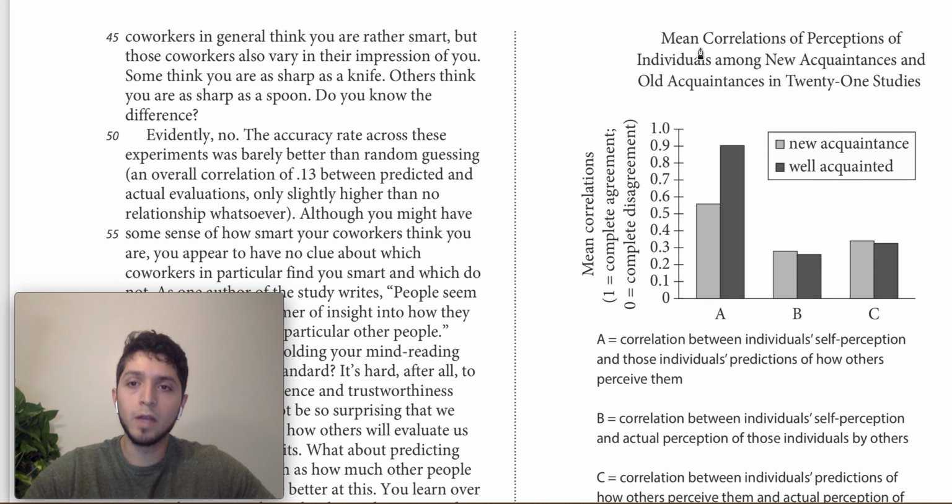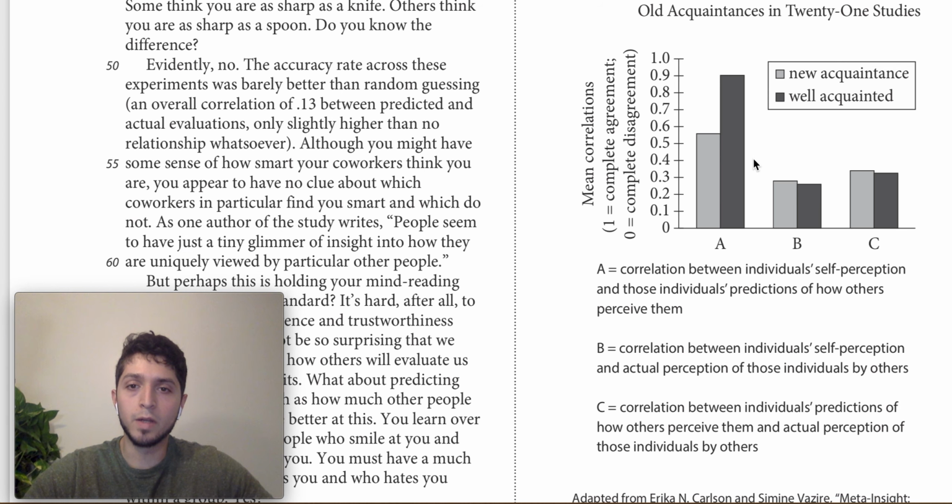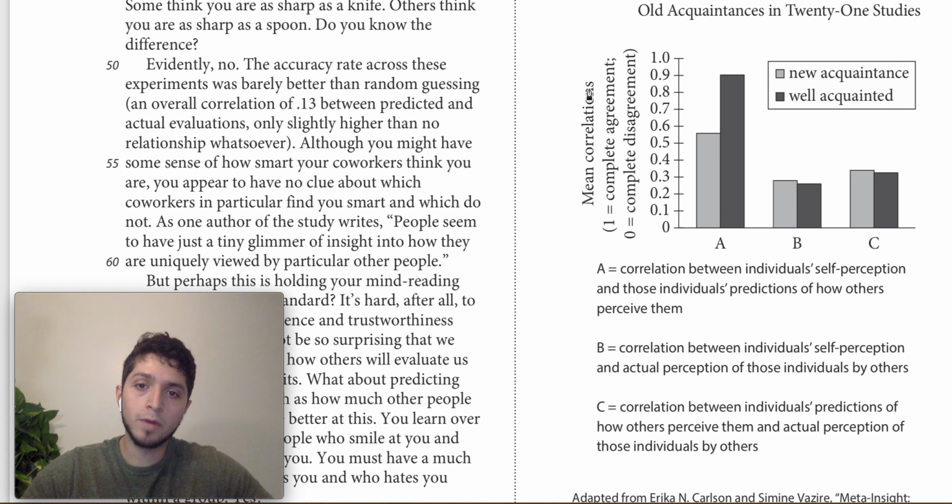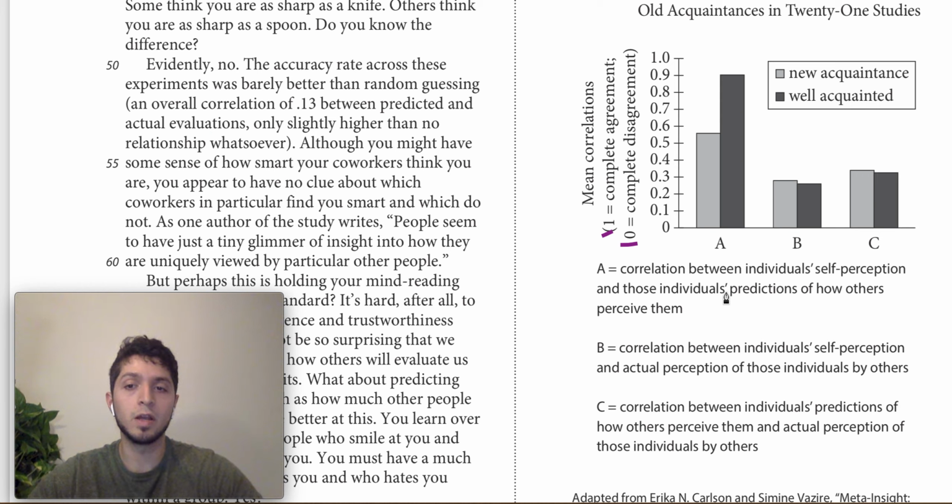So this says mean correlation of perceptions of individuals, blah, blah, blah. All right, there's a lot there. That's not the best way to start to understand this. So this right here is measuring mean correlation. If we remember from the passage, we know that 1 corresponds to a strong correlation, meaning it's almost identical. We predict the same things. 0 means there's almost complete disagreement, where my predictions of myself or of you are very different from your perception of yourself.